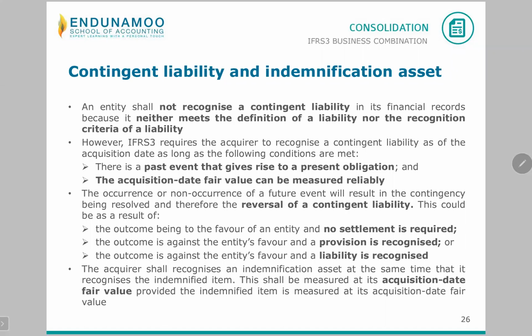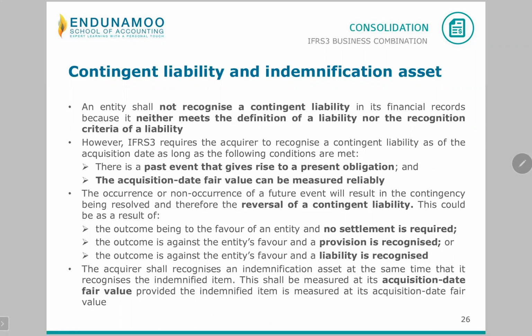Then we went a step further and we spoke about leases, and we saw how to account for situations where the acquiree or the subsidiary is a lessee. And we also saw an instance where the acquiree is a lessee or a lessor. Don't know which one I said first. Then to conclude, I'll want us to talk about this contingent liability and an indemnification asset.